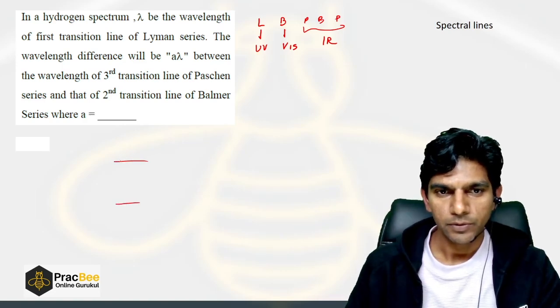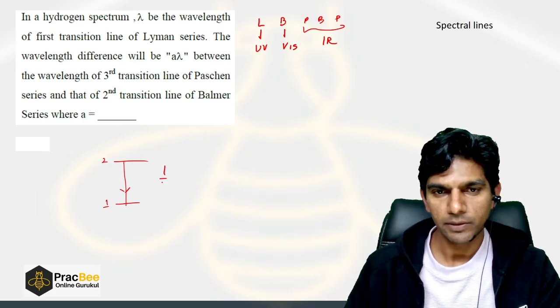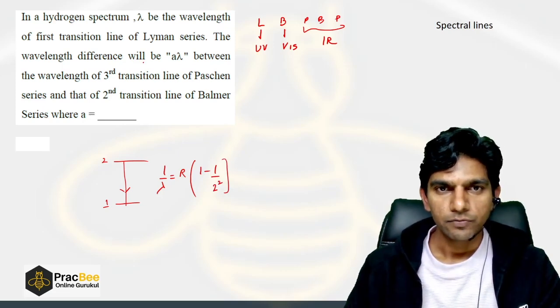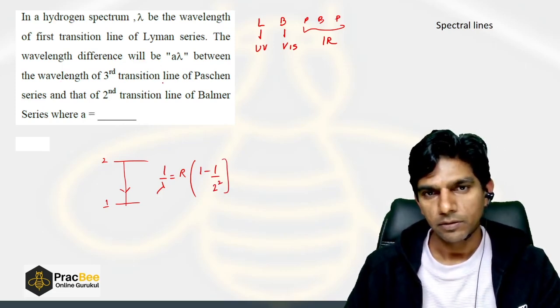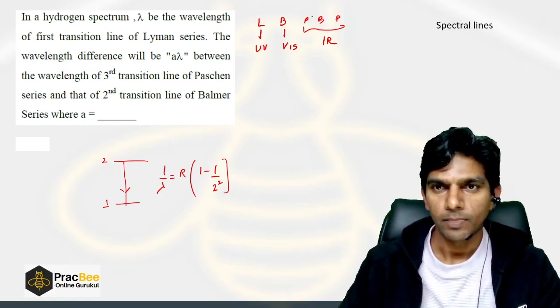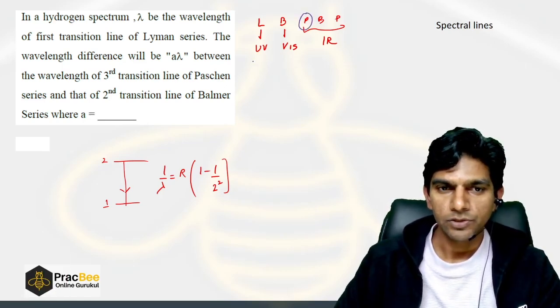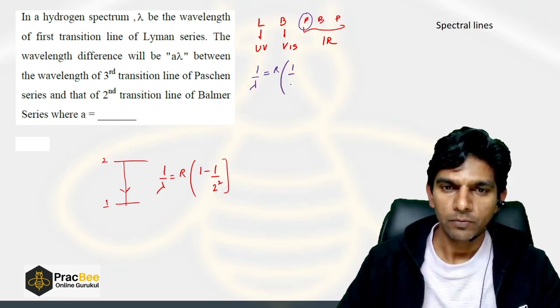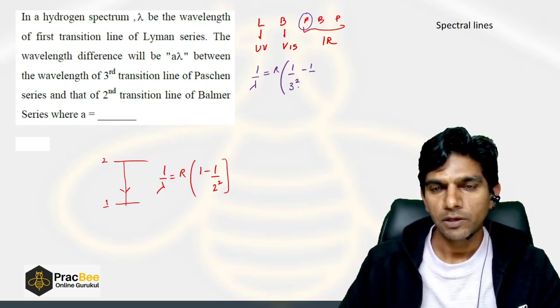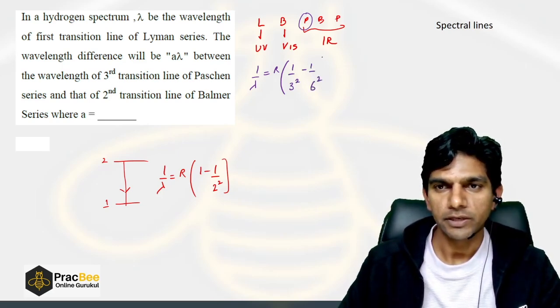So electron is coming from 2 to 1, first line of Lyman. So I can say 1 by lambda is equal to R times 1 minus 1 by 2 square. The wavelength difference will be delta lambda between the wavelength of the third transition line of Paschen. Okay, so in Paschen, we have 1 by lambda is equal to R times 1 by 3 square minus 1 by 6 square. This is the third transition, right? So third will be 4, 5, 6, 6 square, right?